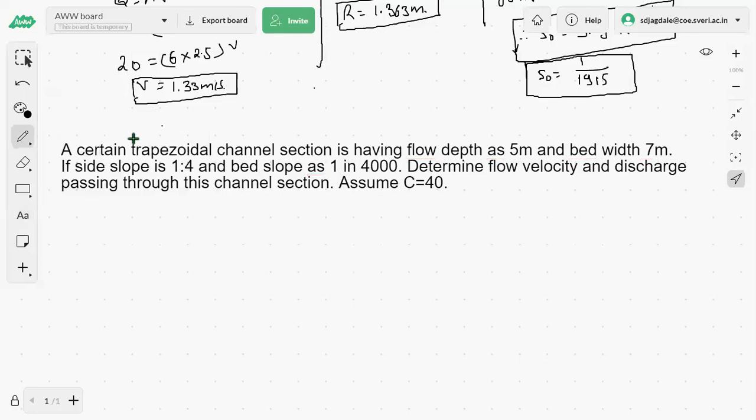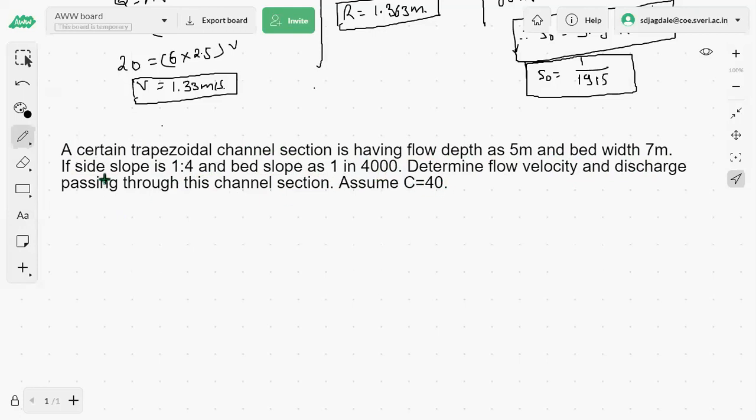Next example we'll go for: a certain trapezoidal channel has a flow depth of 5 meters and bed width of 7 meters. If the side slope is 1 to 4 and bed slope is 1 in 4000, determine the flow velocity and the discharge passing through this channel section. Assume C as 40.